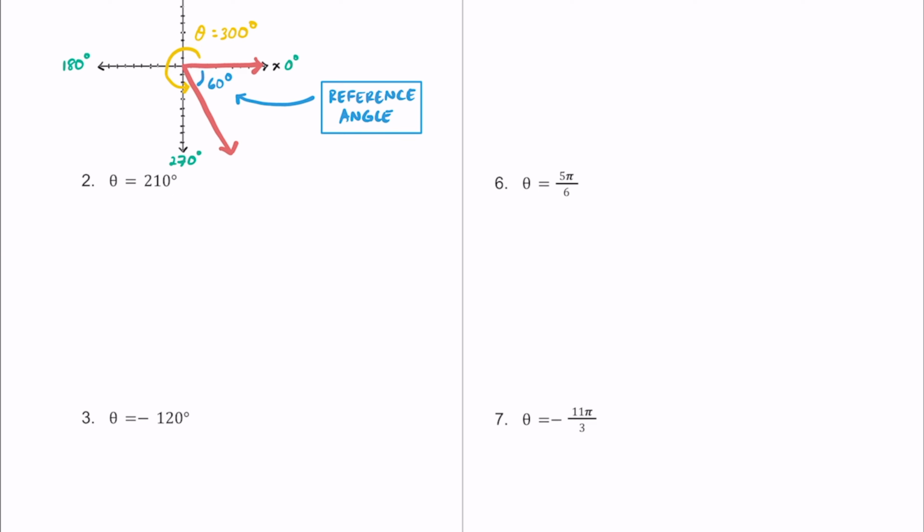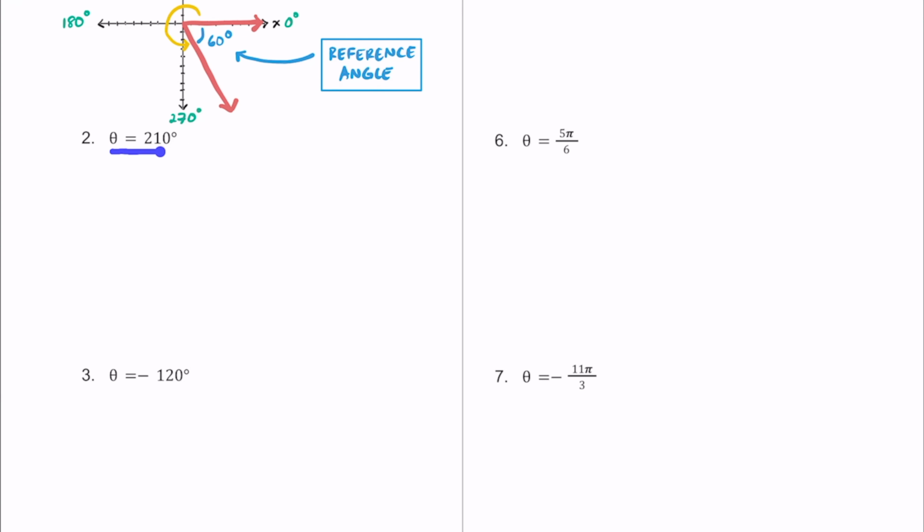Here's number 2. For number 2, we have the angle of 210 degrees. So looking at a coordinate plane, again, we're going to start by drawing our first part of the angle measured. That's going to be on the positive x-axis, starting at 0 degrees. And so we're going to be 30 degrees past 180, since 30 plus 180 is going to be 210. So this is going to be our angle measure right over here, from here all the way to here. That's going to be our theta. Our theta is 210 degrees.